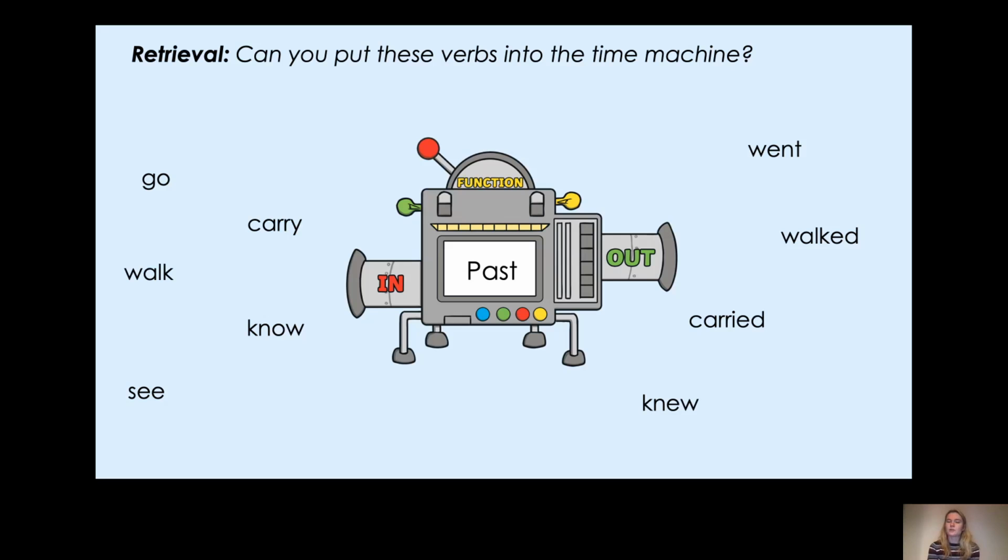Okay, and the last one, see. Today I see my friends. Yesterday I saw my friends. So again, an irregular verb because we haven't added the suffix ed. We've changed see to saw in the past tense. Fantastic. Well done if you got those right.